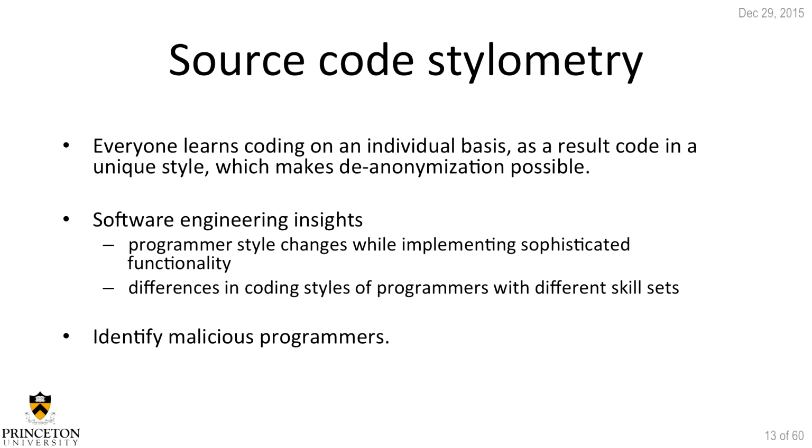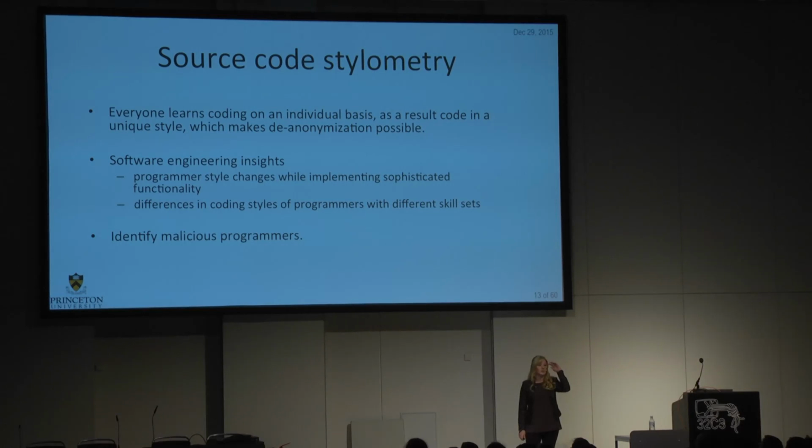And why do we want to do source code stylometry? How can we first start doing this? First of all, we know that as with any language, source code as a programming language is learned on an individual basis. And as a result, you develop a unique coding style. And that can potentially make you identifiable. So we wanted to investigate if that's really possible. Do we leave any fingerprints in source code that might make us identifiable?